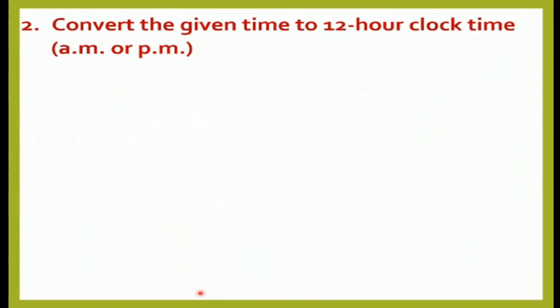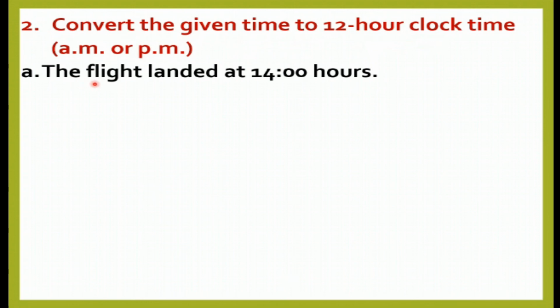Now question number 2 is convert the given time to 12-hour clock time, AM or PM. In 12-hour clock time we use AM or PM. Question A: the flight landed at 14 hours. This is given in 24-hour clock time. We have to convert this into 12-hour clock time. So 14 hours, how will we write it? 12 hours we write as 12 noon. Then 13 hours we write as 1 p.m. Then 14 hours we write as 2 p.m.